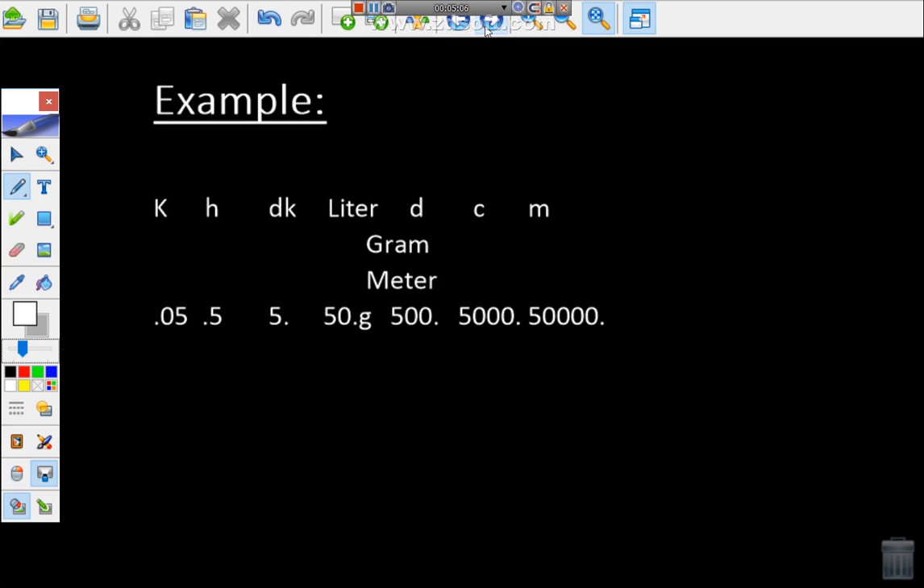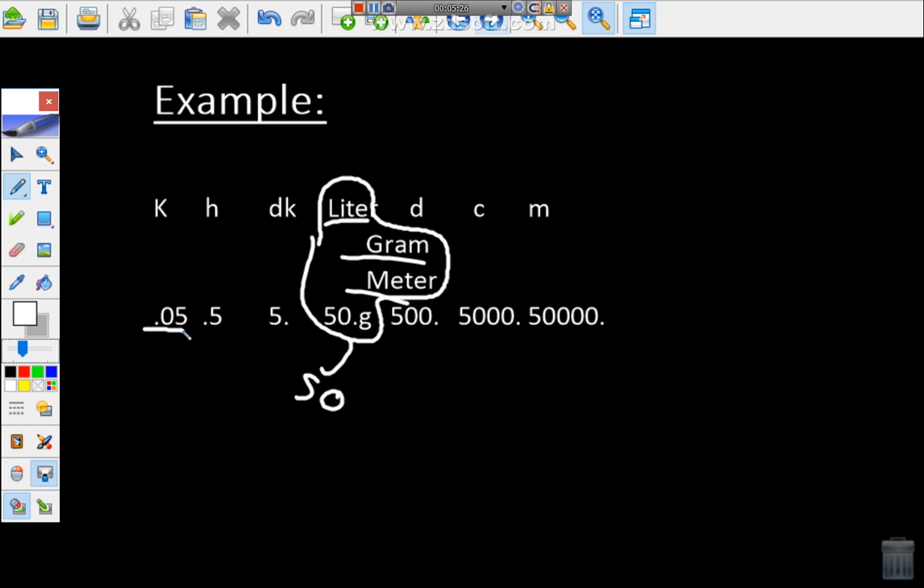Simple conversion here. Example of this, when we kind of look at these together here, our base units, we have liters, grams, or meter. We're dealing with 50 grams. So how many kilos is 50 grams? It's 0.05. But there's also 50,000 milligrams.